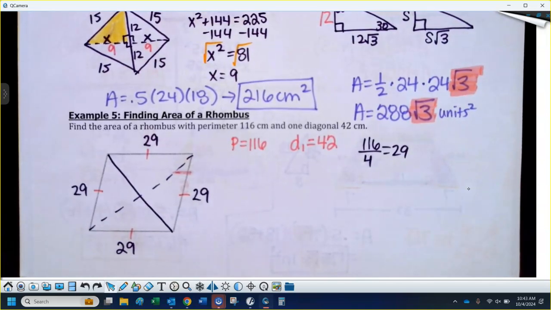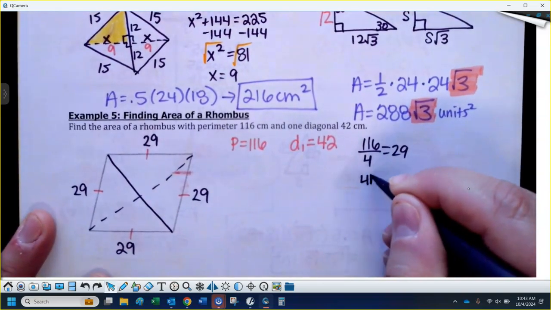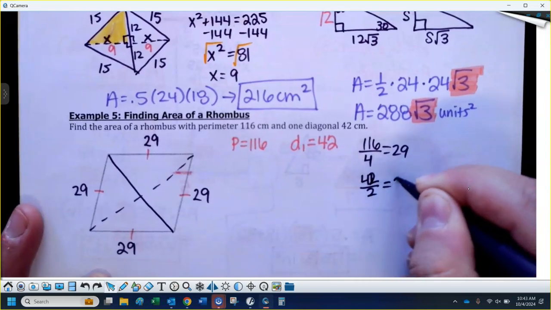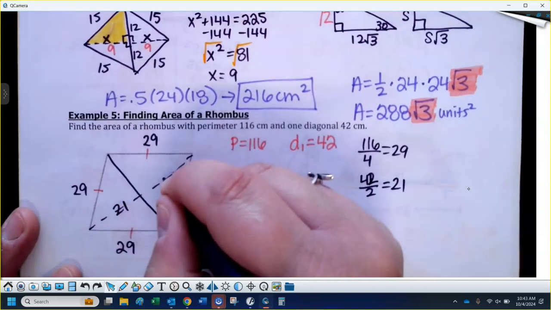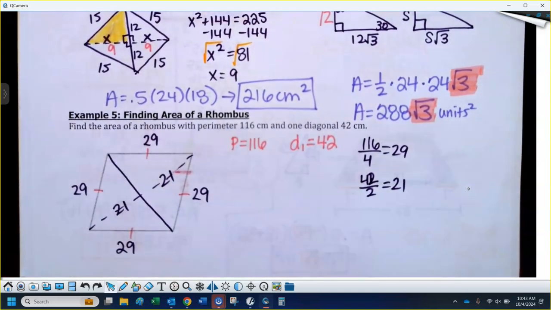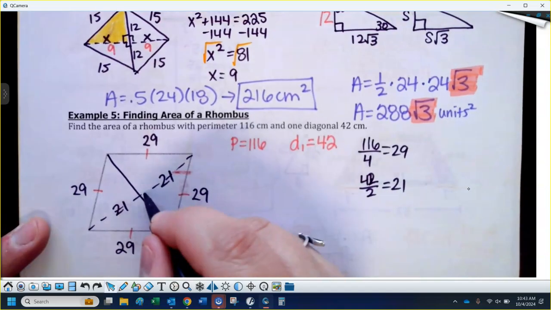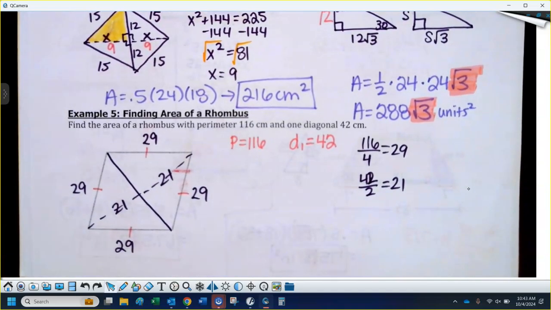Now, if one of the diagonals is 42, I'm going to take 42 and cut that in half. And I'm just going to write this piece would be 21, this piece would be 21. The whole thing would be 42, but when you have the diagonals of a rhombus, they bisect each other, so they cut each other in half. So if one of them is 42, then on either side of where they intersect would be 21.